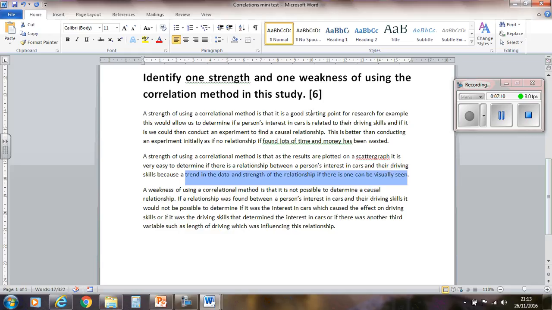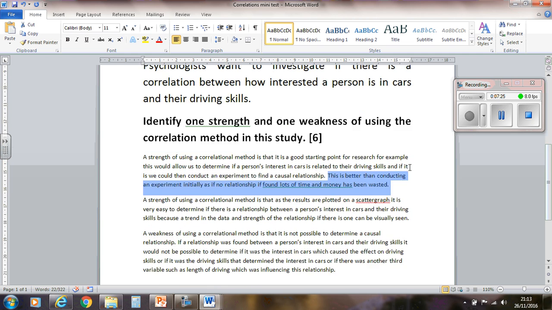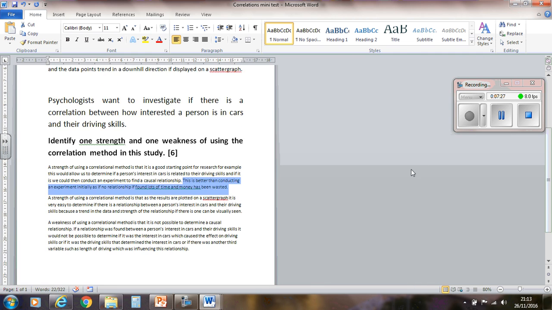And then this one here, good starting point for research. Context is here, and then this one here is the explanation again, what people often miss off. So you need to go that one step further and explain it. But that there, for all of those, would get you all of the marks.